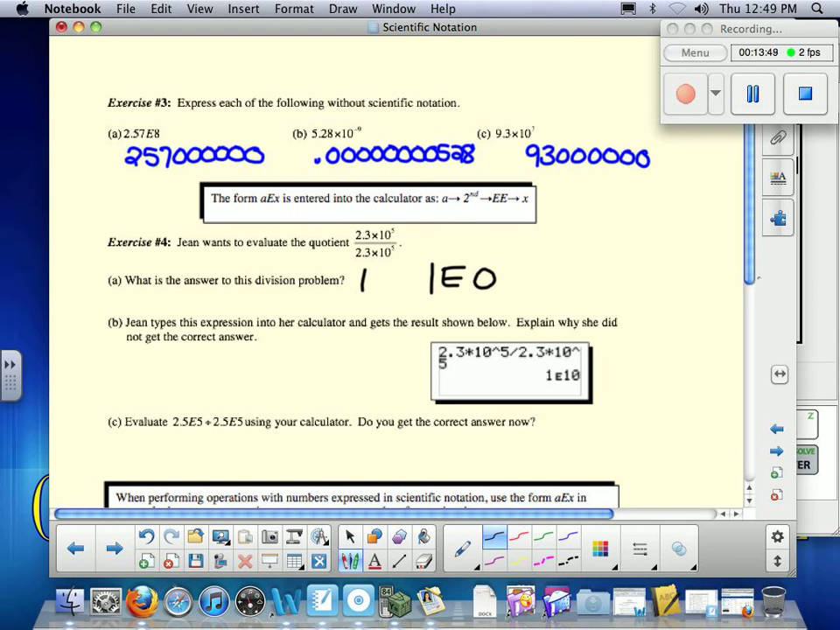What did Jean get though? This is what she typed in her calculator. What answer did her calculator give her? The wrong one, because it should have been in parentheses and then 5. Okay, great. Jean got an answer of 10. That's what 1E10 means. And you're right, Bryce, she needed parentheses here and there.